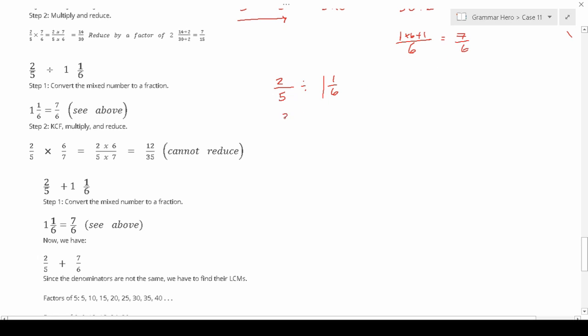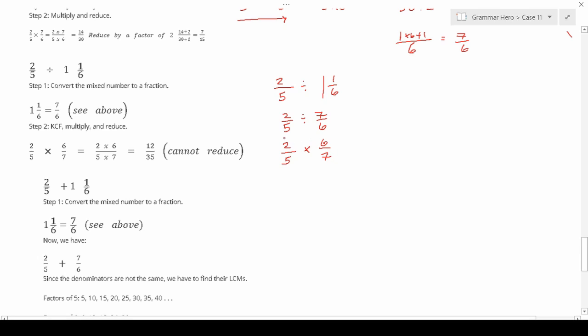Let's rewrite this. 2/5 divided by 7/6. Now, again, case 2 or 3 was dividing fractions. It had one additional step, that is keep, change, flip. Keep the first fraction the same, that is 2/5 is going to be the same. Change the sign from division to multiplication. Flip the second fraction, so this becomes 6/7.